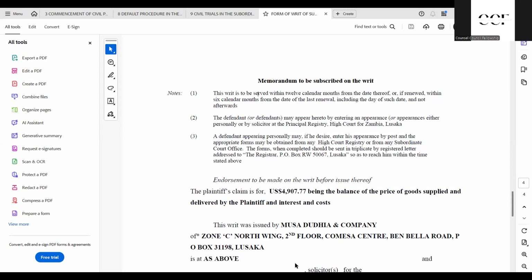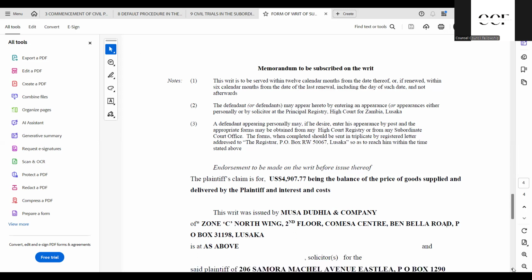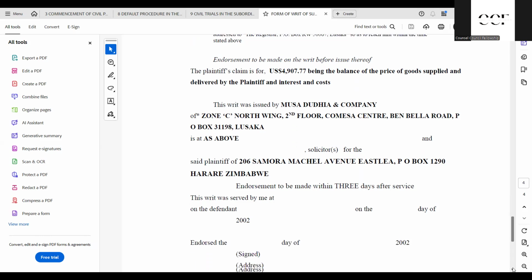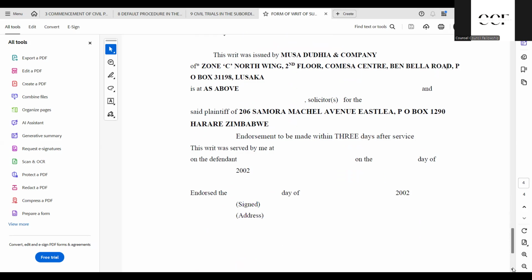The next one is the clause that talks about who issued this particular writ of summons. This one was issued by Musa Dudia and Company on behalf of the plaintiff who lives at that particular address, to the defendant. And then there's the date on which this document was issued, and that should be left blank for purposes of the exams. So that wraps everything about a writ of summons, and that's all we need to know about a writ of summons.